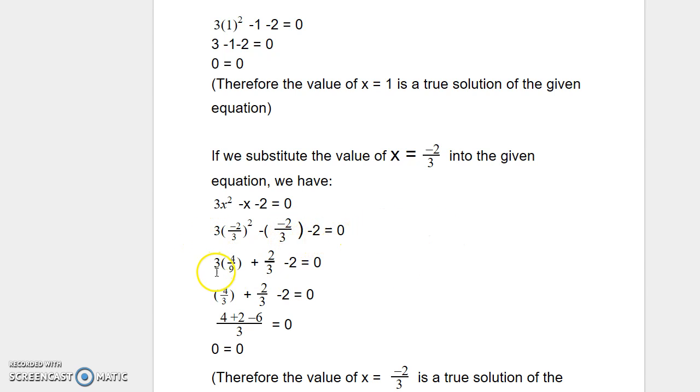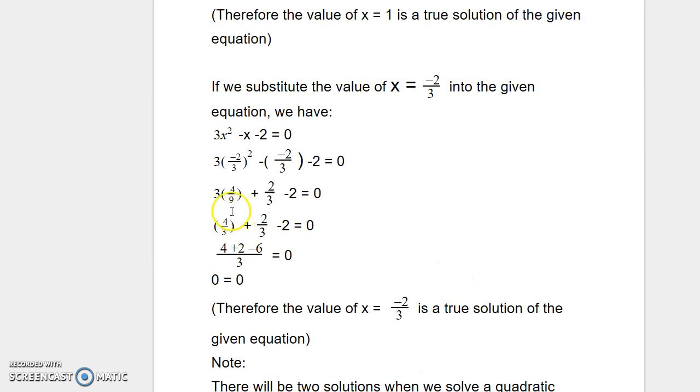So 3 times negative raised to the power of 2 is positive. 2 raised to the power of 2 is 4. 3 raised to the power of 2 is 9. So 3 times 4 over 9 plus, because negative times negative is a positive, 2 over 3 minus 2 is equal to 0.